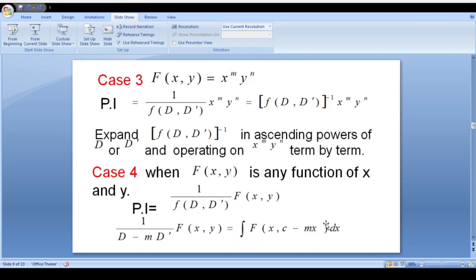So these are the 4 types of rules to find the particular integral, and there are also 2 rules to find the complementary functions. Using these rules, in the next class we will solve problems on homogeneous linear partial differential equations with constant coefficients. I hope you understood today's concept, and I'll continue in the next class.